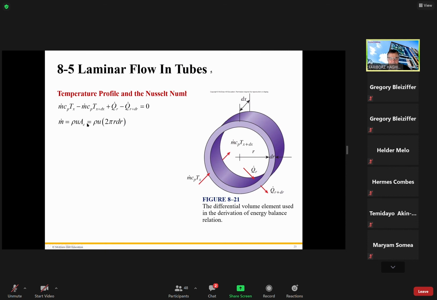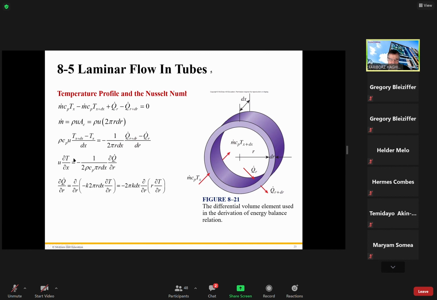And we replace m, because the mass going through is density times velocity times the cross-section area. The cross-section area is 2 pi R times dr here, the area of this part with this thickness. We put them in this equation together. Here, this is the change in temperature, and conduction, and then we simplify. This becomes dT over dx, and this becomes dq over dr.